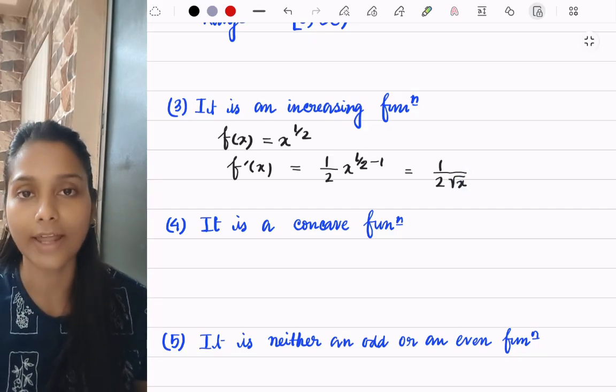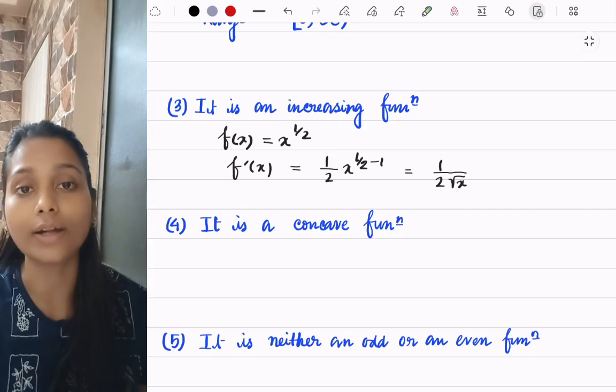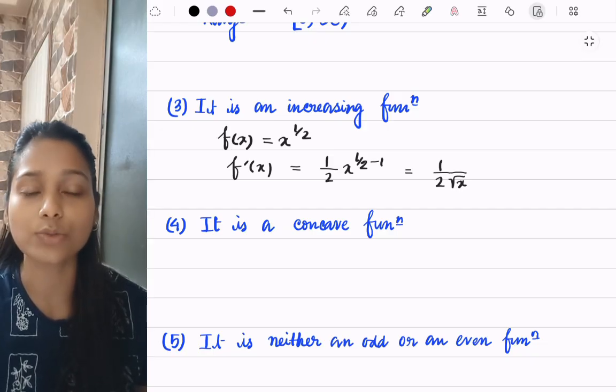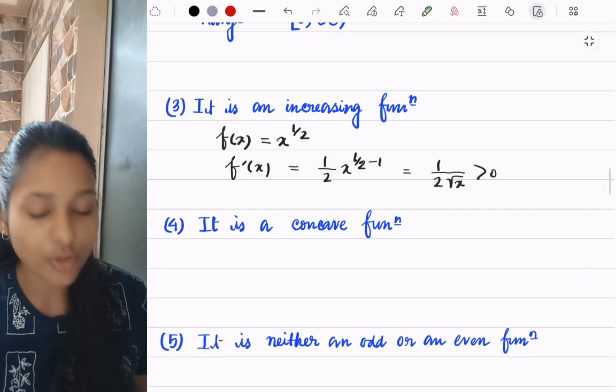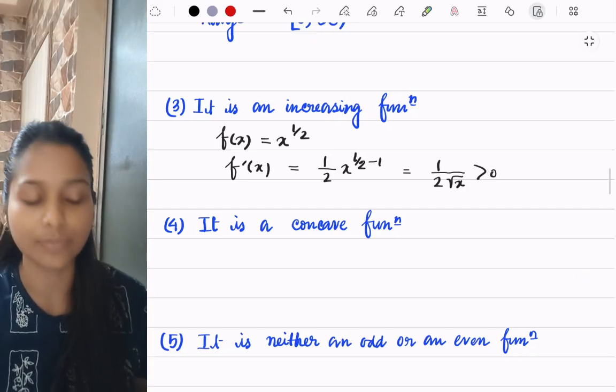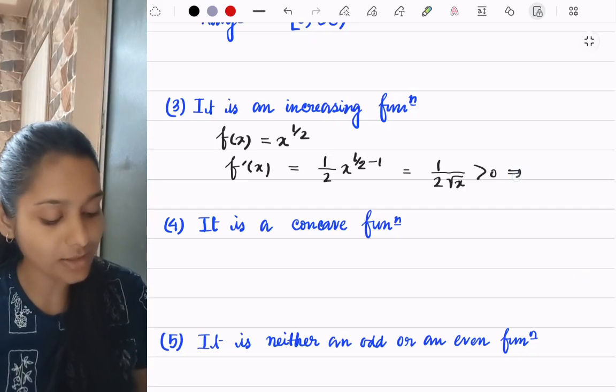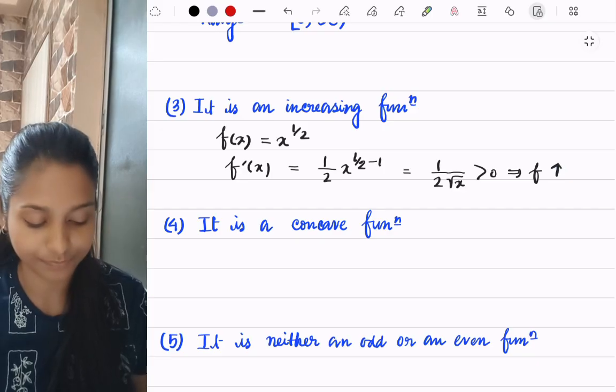Now the root of any quantity is always positive, as the square root function is always positive. So this is always positive, so the derivative is always positive. That indicates that the function is increasing.